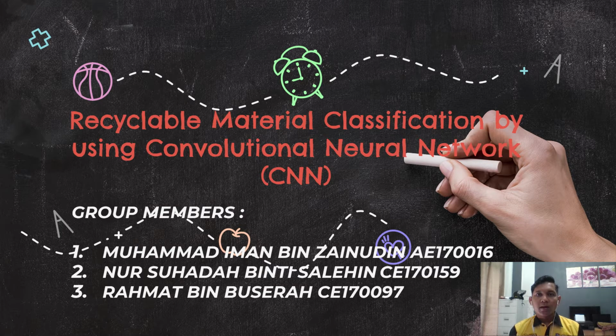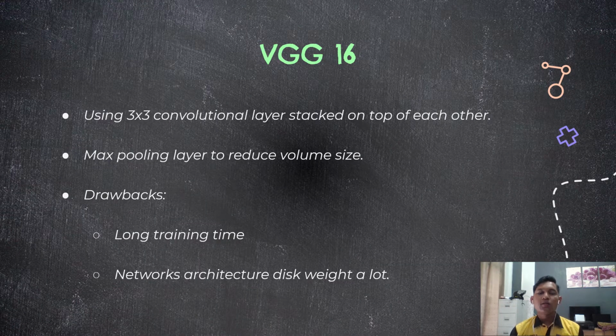So today, I'm gonna explain about our assignment, which is the recyclable material classification by using convolutional neural network CNN. However, for my part, I will present a pre-trained network, which is the VGG16. VGG16 is actually a 16 3x3 convolutional network stacked on top of each other in increasing depth. This model has 5 max pooling layers, which are used to reduce the volume size of the image. There are two main drawbacks from this system: it takes a lot of time to train, and the network architecture actually weighs a lot in terms of volume.